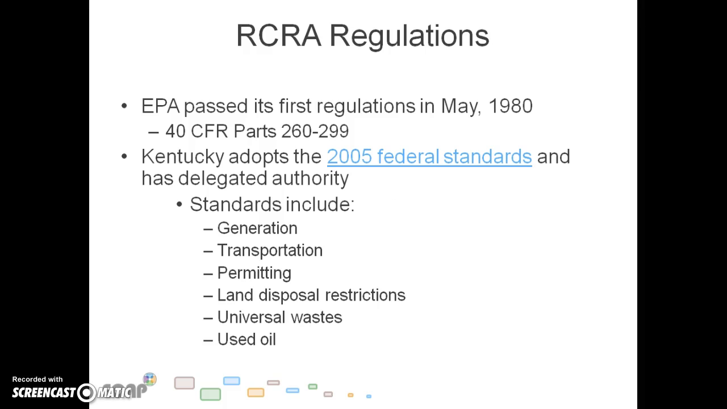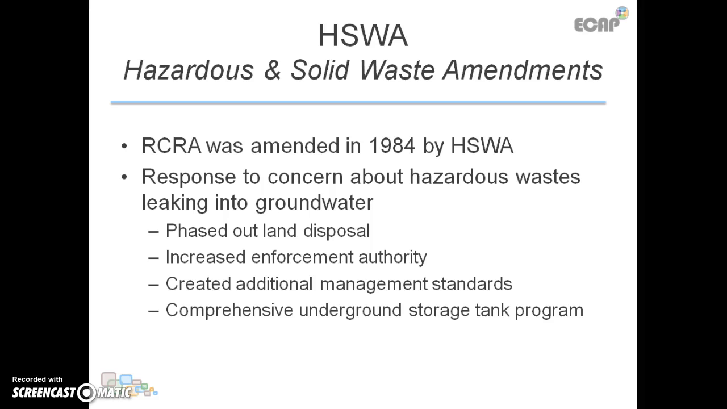The RCRA regulations were first passed in 1980. Kentucky has since adopted the 2005 federal standards and has delegated authority for these standards, which involve generation, transportation, permitting, land disposal, and universal waste, including used oil. The Hazardous and Solid Waste Amendments of 1984 responded to specific concerns and primarily phased out land disposal, increased enforcement authority, made more stringent management requirements, and involved a comprehensive UST program.